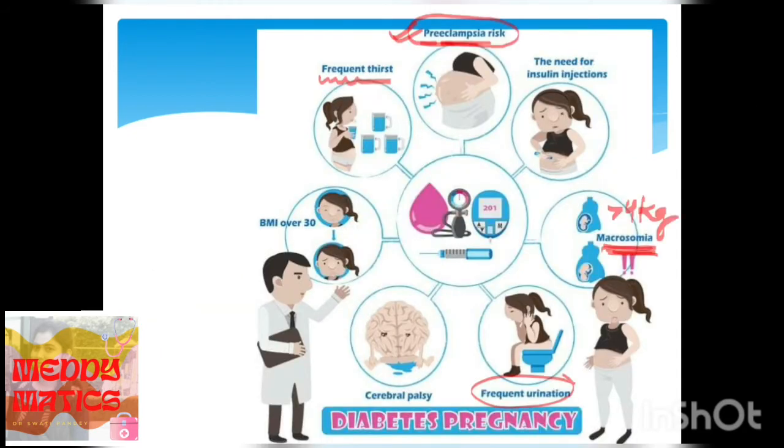This image shows some consequences and effects related to diabetes. Diabetes in pregnancy is more common in a female whose BMI is over 30, and she is at risk of preeclampsia, with symptoms of frequent thirst and frequent urination. The fetus is at risk of macrosomia, weighing more than 4 kg, and the female may need insulin injections. She can get cerebral palsy. So these can be the consequences of diabetes in pregnancy.